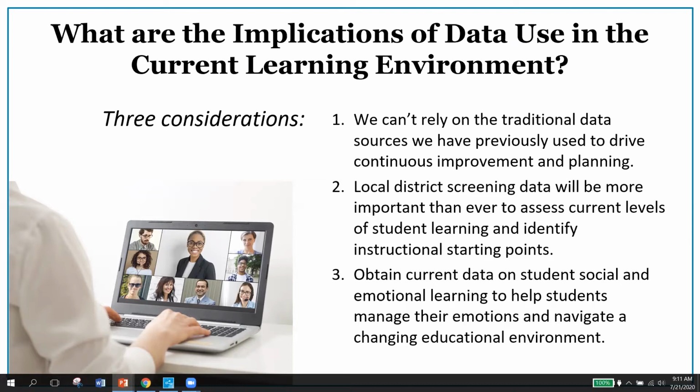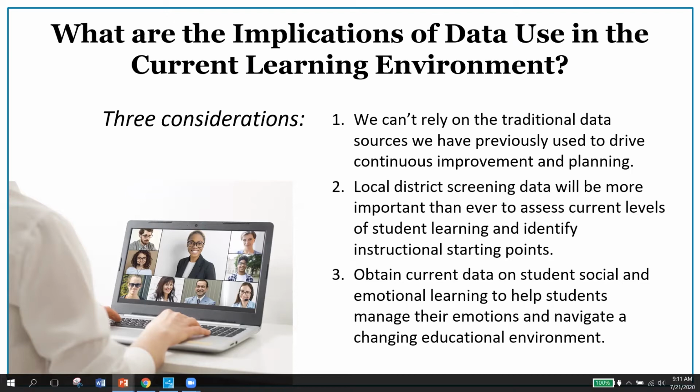Second, local district screening data will be more important than ever to assess current levels of student learning and identify instructional starting points. It is critical that educators use consistent screening processes to determine student learning needs.